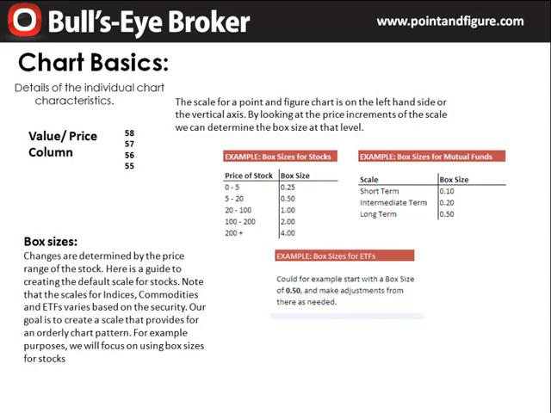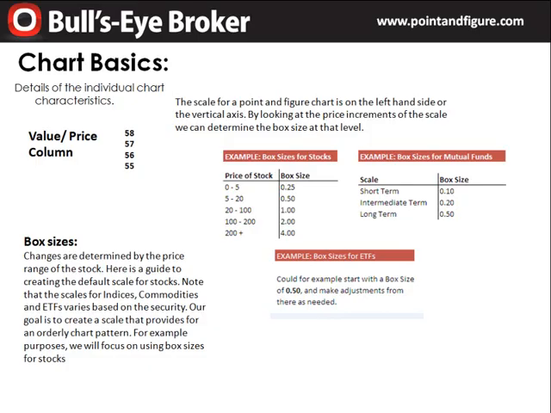What we have here is an example of a guide to create a default scale for stocks. Note that the scales for indices, commodities, and ETFs will vary based on the security. The goal is to create a scale that provides for an orderly chart pattern. For example, the purposes will focus on using box sizes for stocks, just to make things easy.